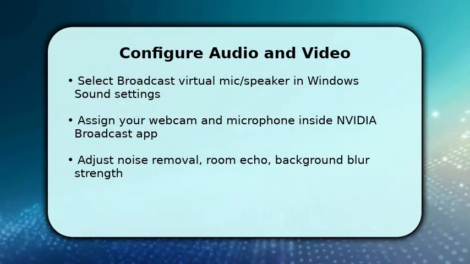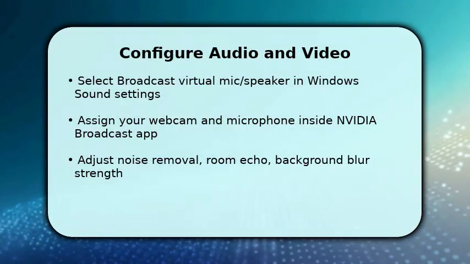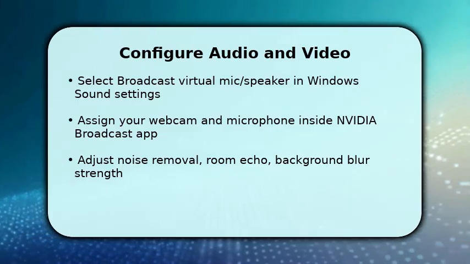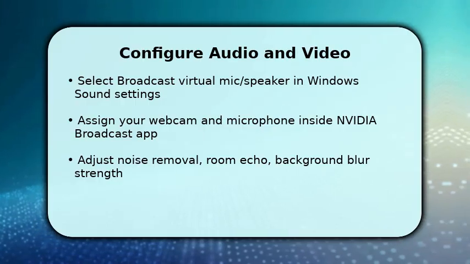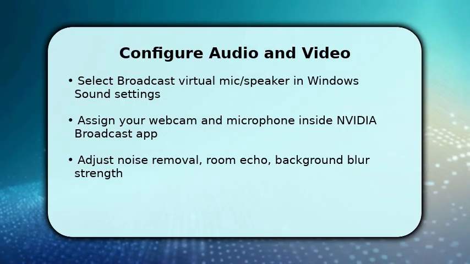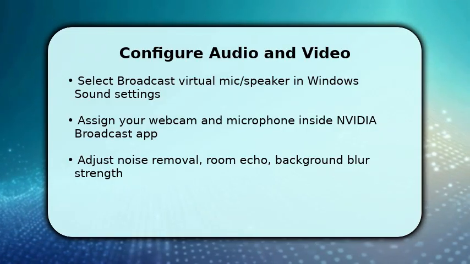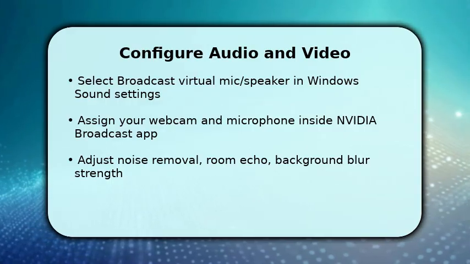You now configure devices inside Nvidia Broadcast. Pick your real microphone and webcam, then assign the app to output a virtual microphone and virtual camera. Once assigned, set noise removal strength to a level that removes artifacts without garbling your voice, and enable room echo removal only if you notice reverb.